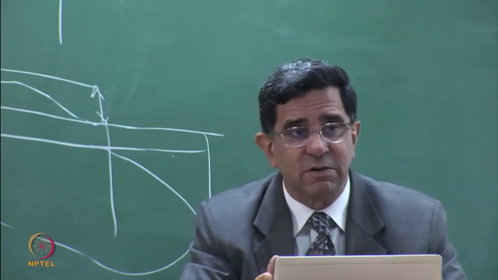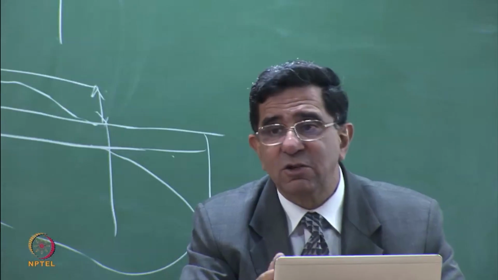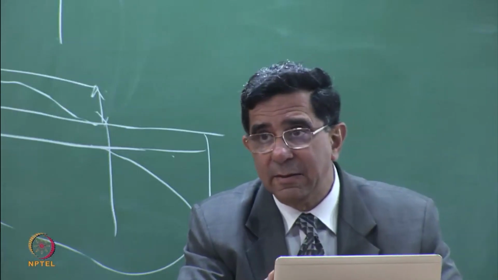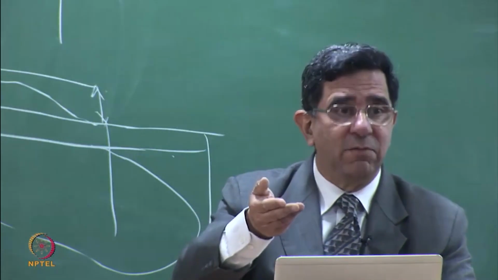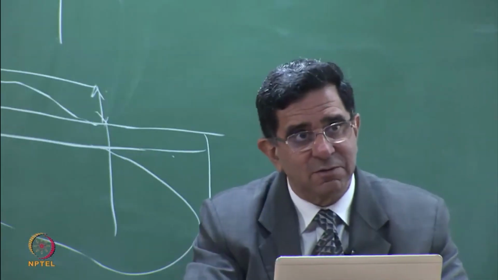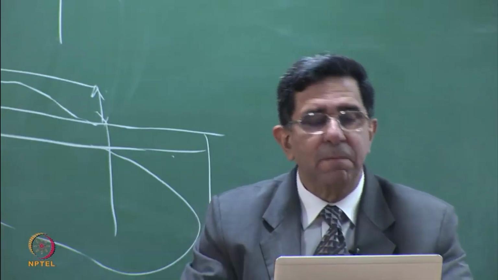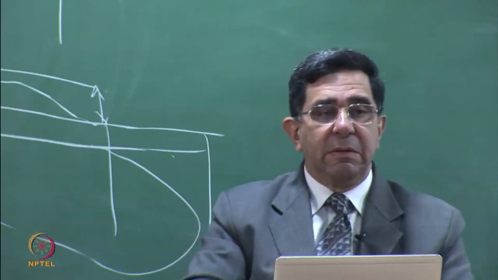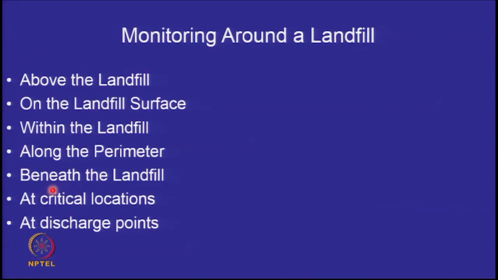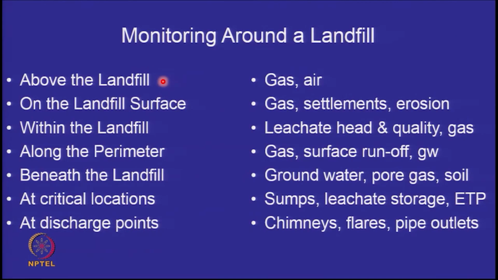Wherever you store leachate, suppose you are collecting leachate and you are storing it in a leachate holding tank. If the leachate holding tank is above the ground, then you can see the leakages. But if the leachate holding tank is below the ground, then it becomes a critical location. So you are going to do monitoring all over here, but this is both for all kinds of parameters.